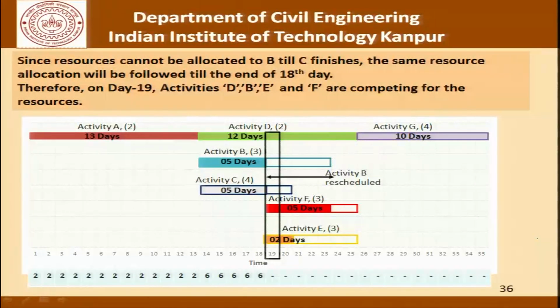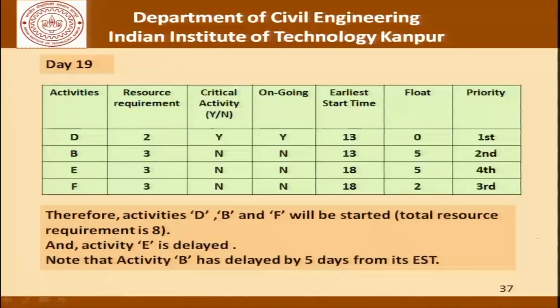Only when it comes to day 19, we have a situation where activities D, B, E and F compete for resources, and in that case we again draw this table and find out the priority of allocation. We find that D, B, F and E is the ranking. D is on the top because it is a critical activity. The next is B because it has the earliest starting point, and between E and F, F is taking precedence because it has a lower float.